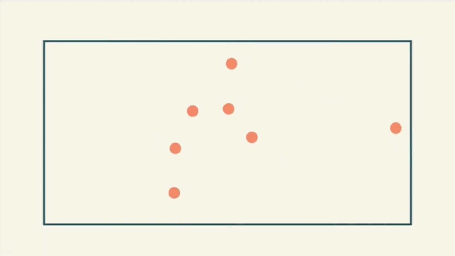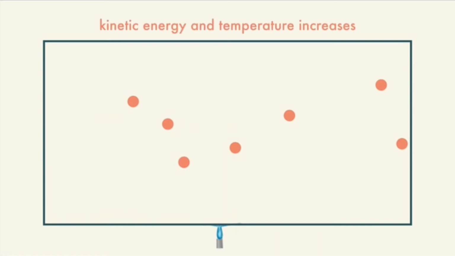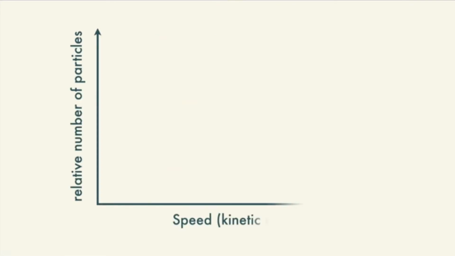When particles of a gas are heated, the particles will speed up. This means that the kinetic energy of the particles has increased and therefore the temperature of the gas has increased. But the reality is that not every particle is moving at the same speed. We'll start by viewing a scale that measures the relative number of particles at different speeds.